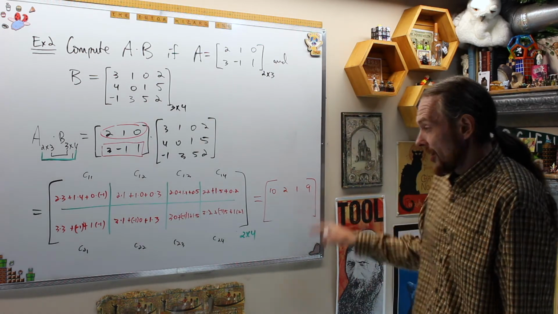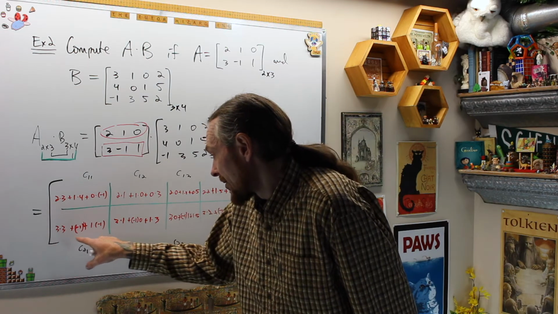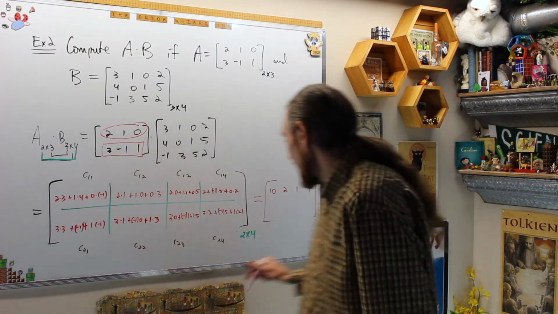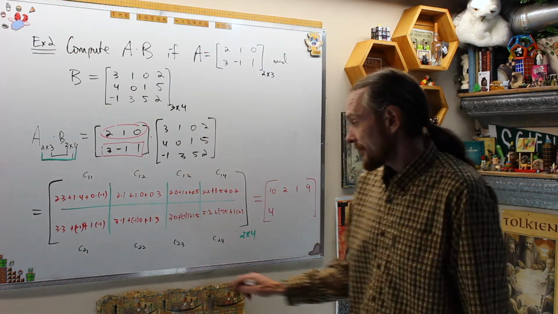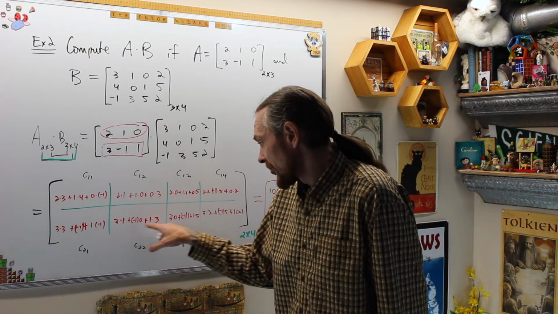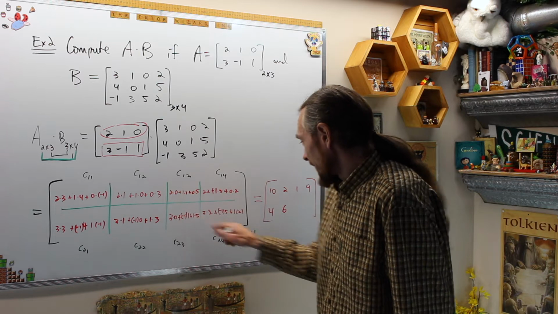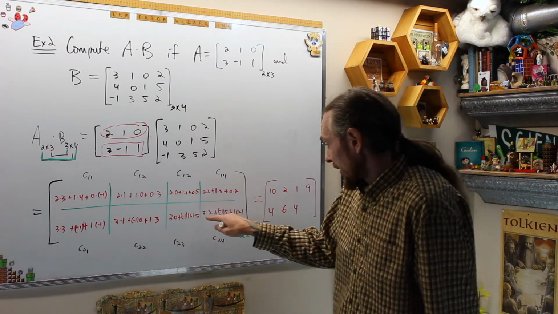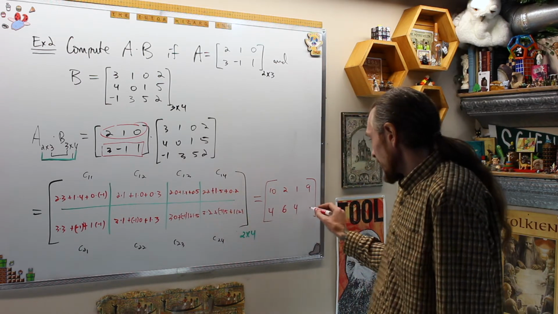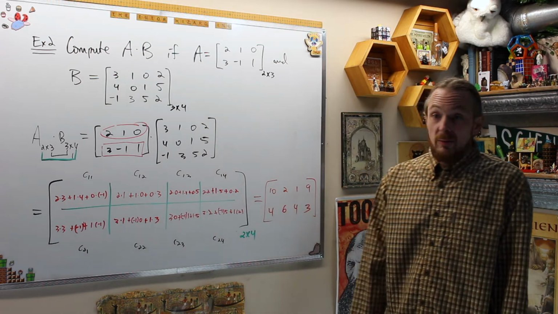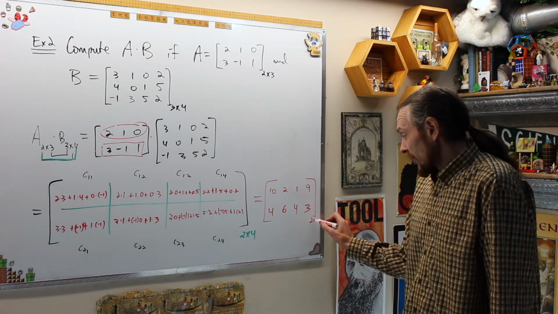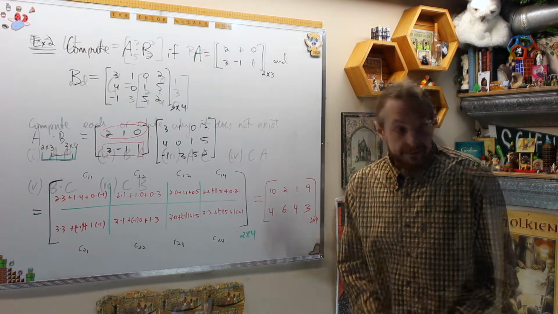What's my second row? My second row is going to be 9 minus 4 minus 1, so 9 minus 5 is 4. Here I'm going to get 3 plus 0 plus 3 is 6. Here I'm going to get 0 minus 1 plus 5 is 4. And here I'm going to get 6 minus 5 is 1 plus 2 is 3. There is how we do matrix multiplication. The size is 2 by 4. Let's do that again.